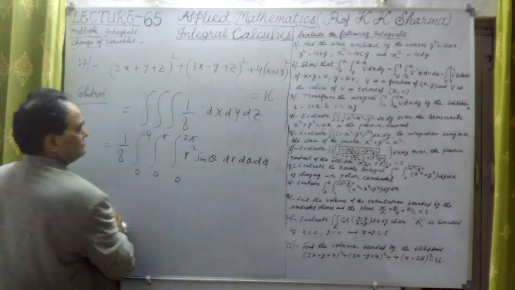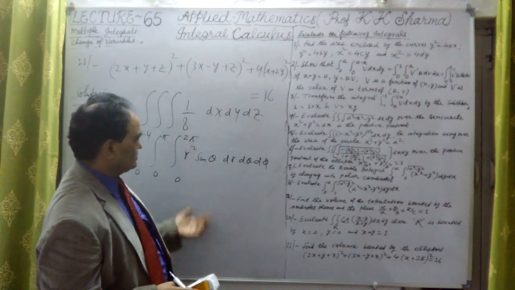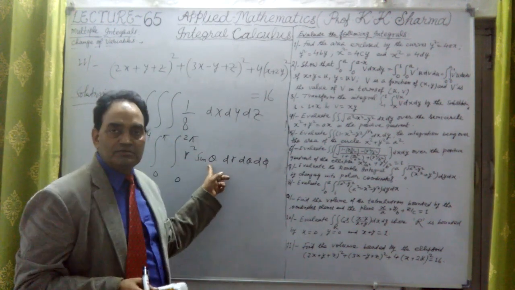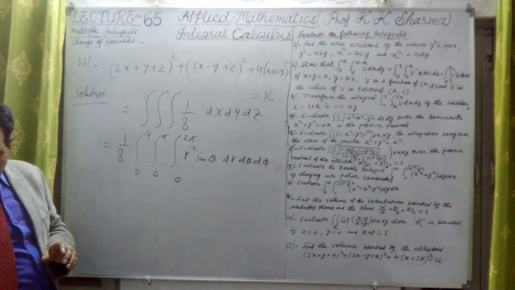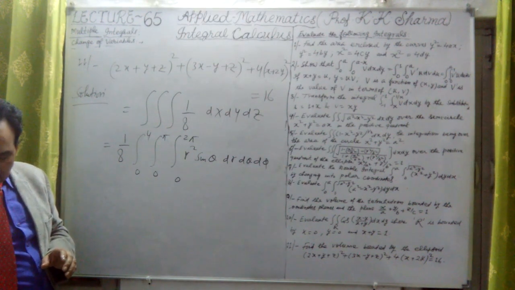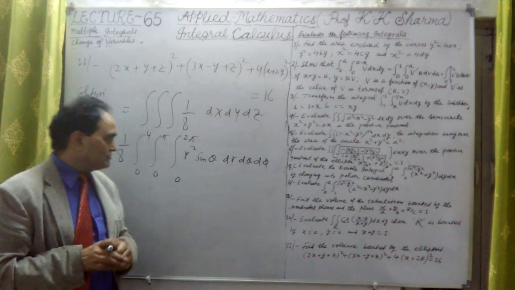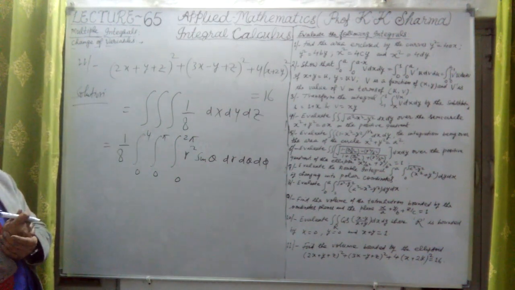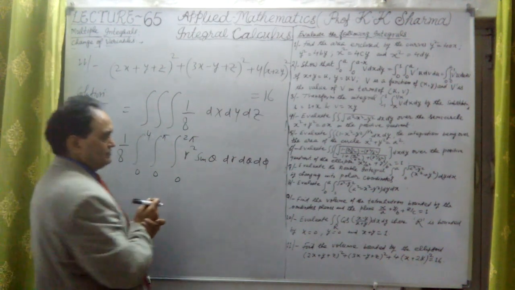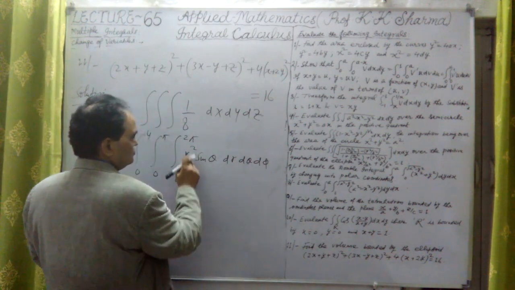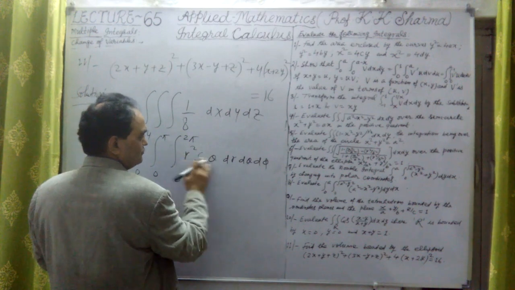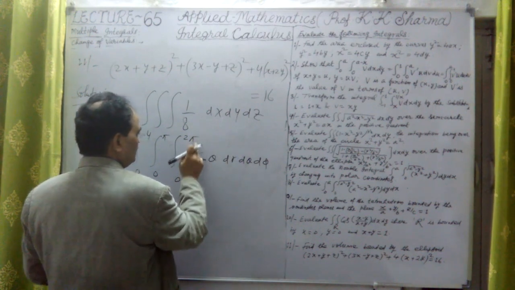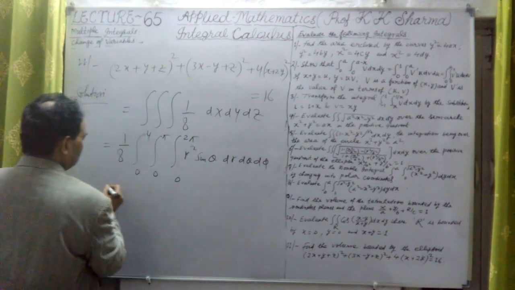Okay, r square sin theta is the Jacobian for these three dimensional spherical polar coordinates. That we will take later, but let me take the answer here. Now let me integrate this with respect to phi. It will be phi only, so 2 pi will come out, with limits 0 to 2 pi.